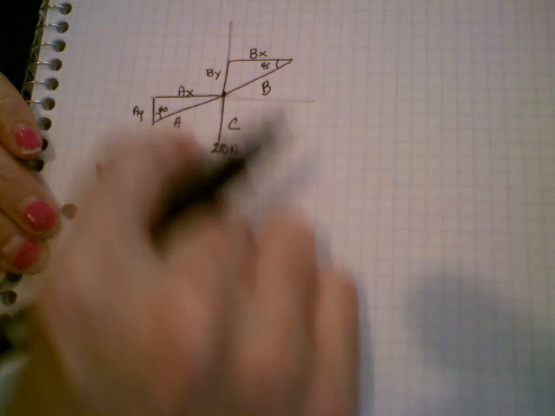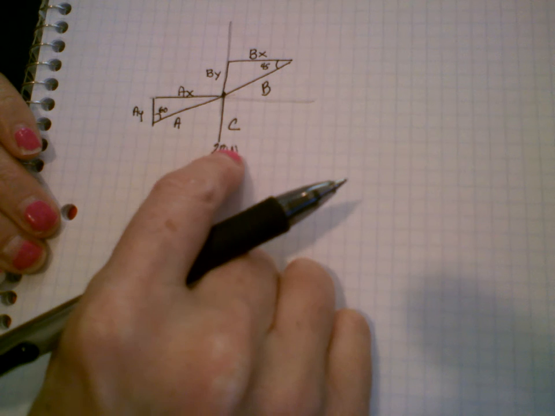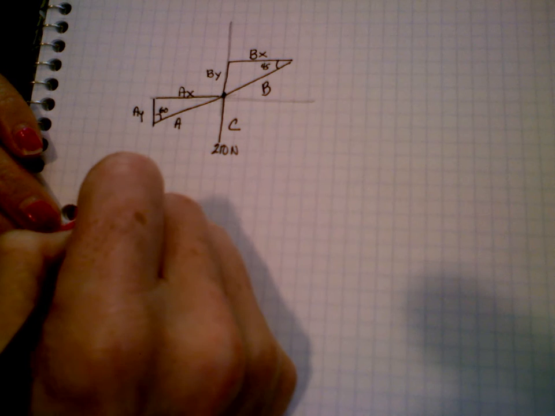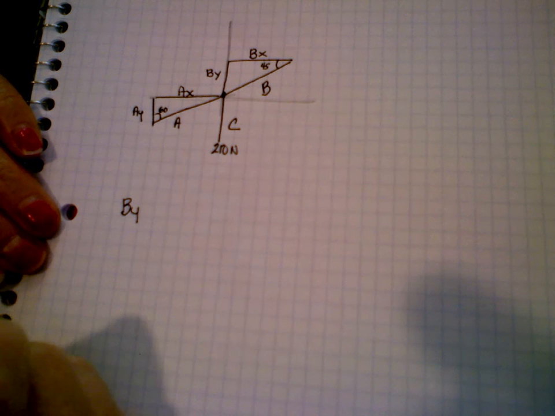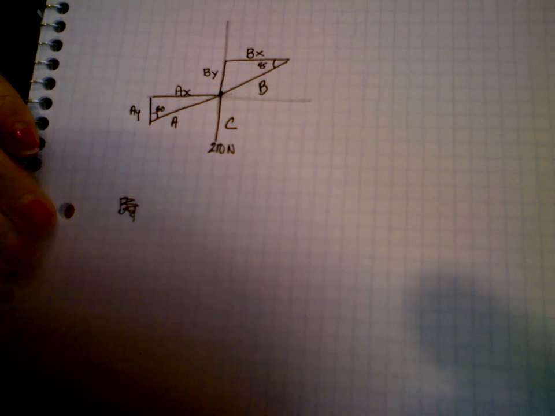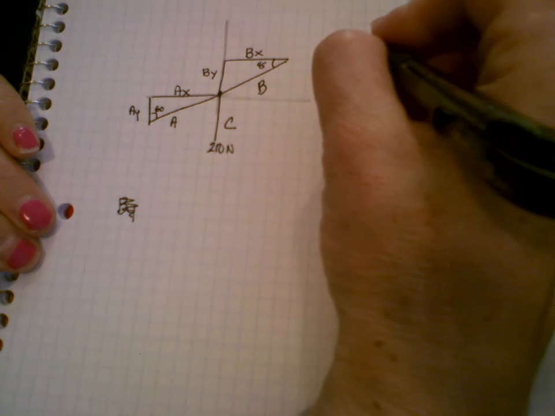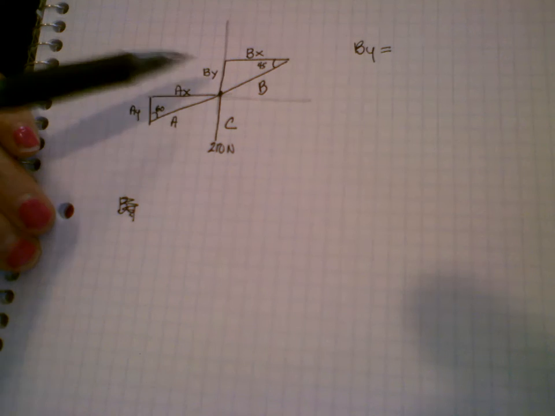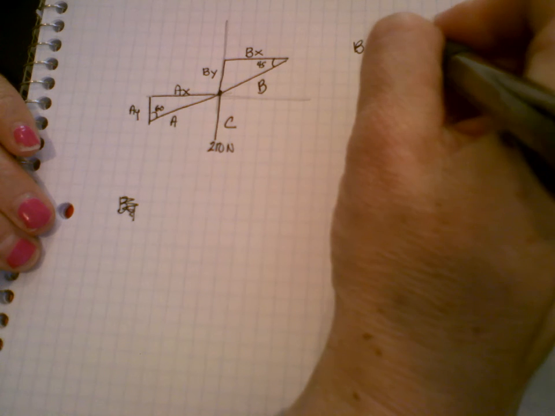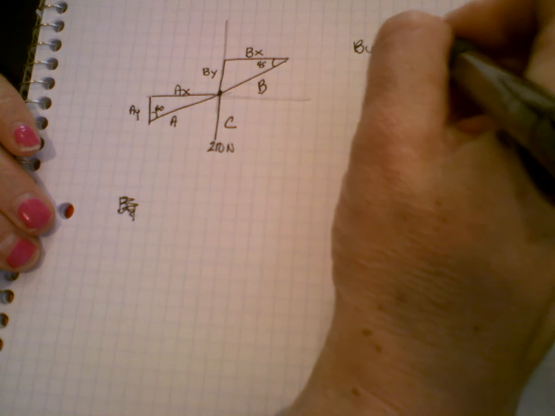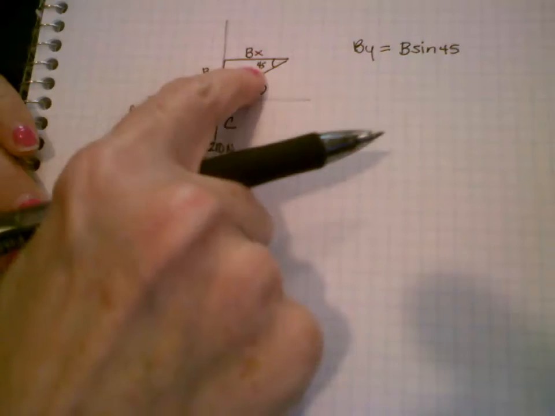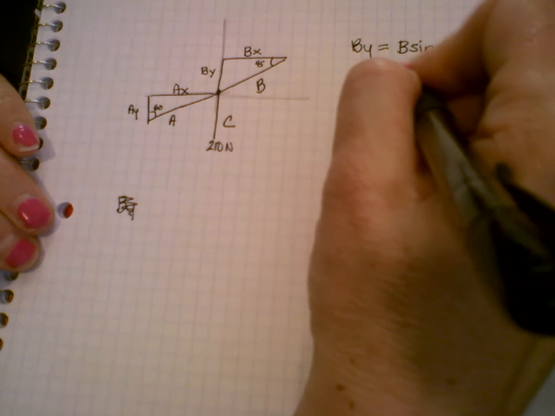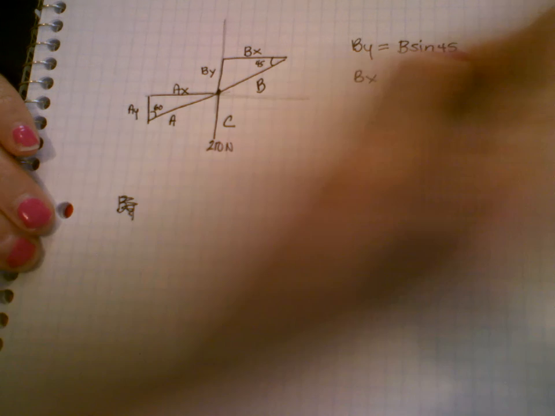So when we combine our components, well, let's first get our components. So B sub y, that angle is opposite 45, so it's B sine 45 because it's opposite. And then B sub x is adjacent to the 45, so B sub x is B cosine 45. Okay.